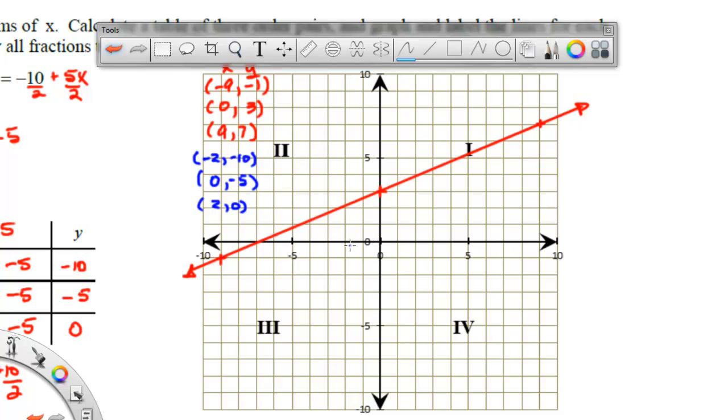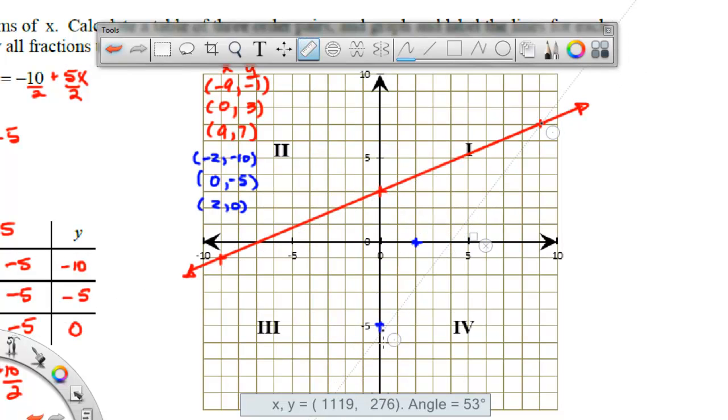Okay, now let's do B. So B starts at a negative 2 on the x and a negative 10 all the way down there. Then I 0 on the x, so it's right there, 0 on the x, and then down negative 5. And then it goes up 2 on the x, and I don't go anywhere on the y. It stays at 0. So there's line B. Let's go ahead and draw this.